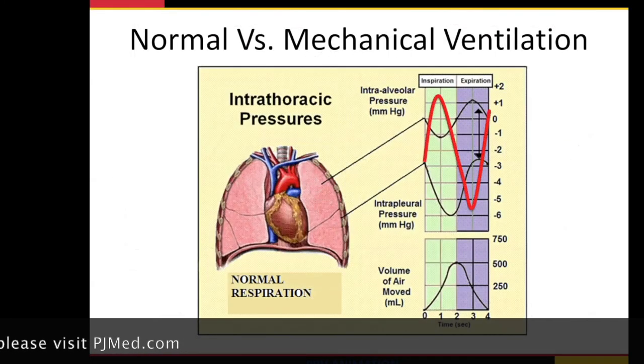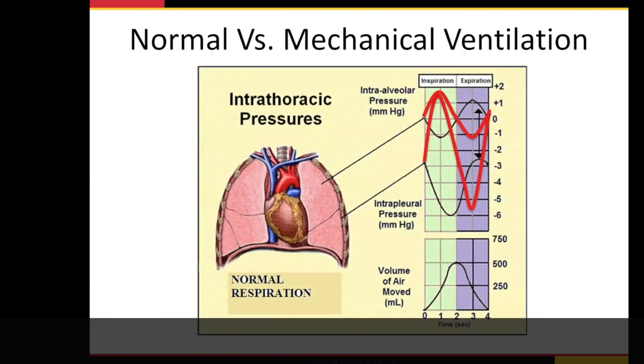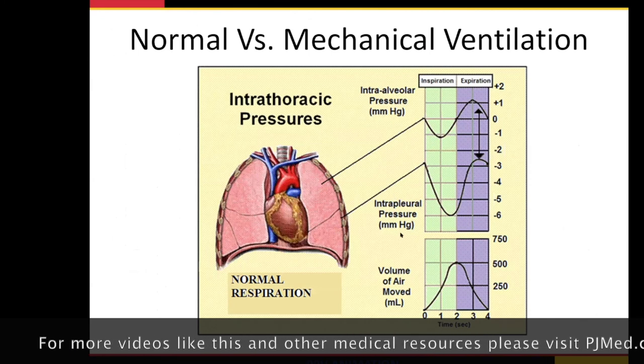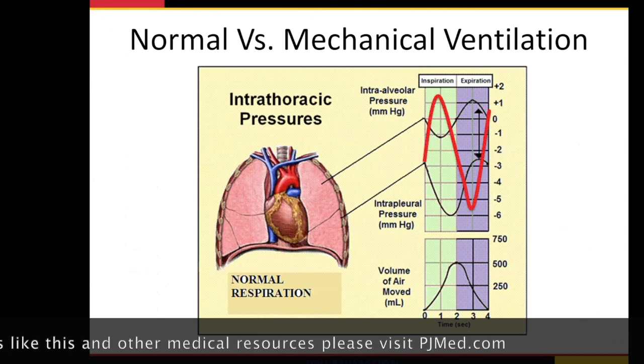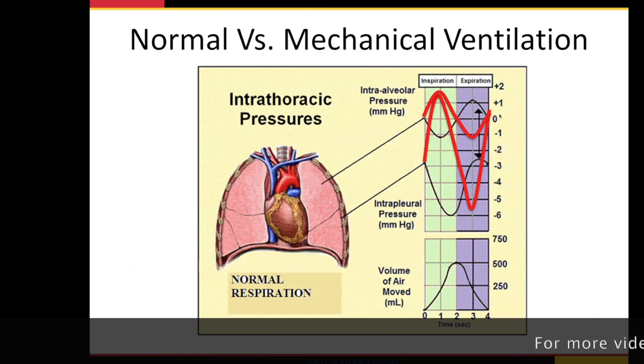Here, this goes back to that picture. Just as a quick picture I wanted to show you here. So inspiration, expiration, complete reversal. Normally you are slightly negative both at the alveolar level and your pleural level, and this all gets reversed when we put patients on positive pressure. We have to do it. We don't have a choice. They're in respiratory failure. They can't do this normal process themselves, so we have to take it over, and we take it over with a process that reverses all of this.